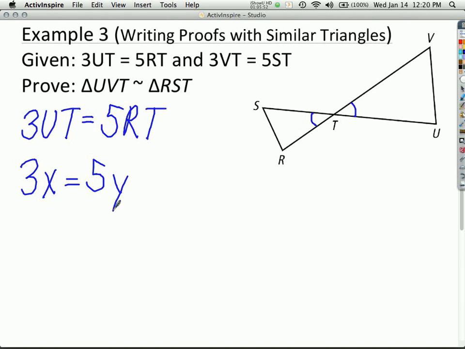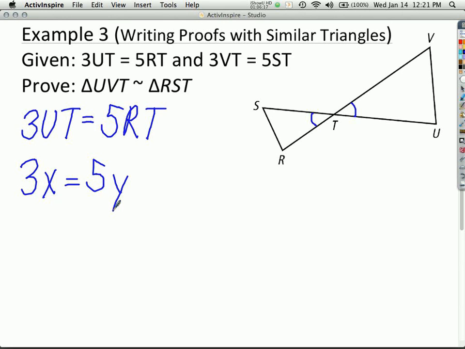Kadir? So using what property? That was symmetric. That's a symmetric property. So that didn't really change anything. It's just flipped it around. Can we manipulate this in any way? Go ahead. You can divide both sides by 5.